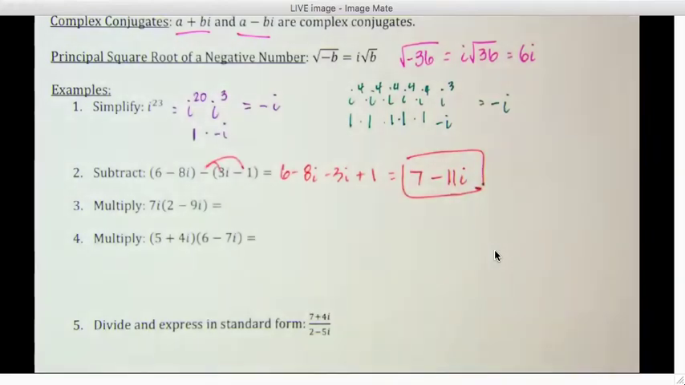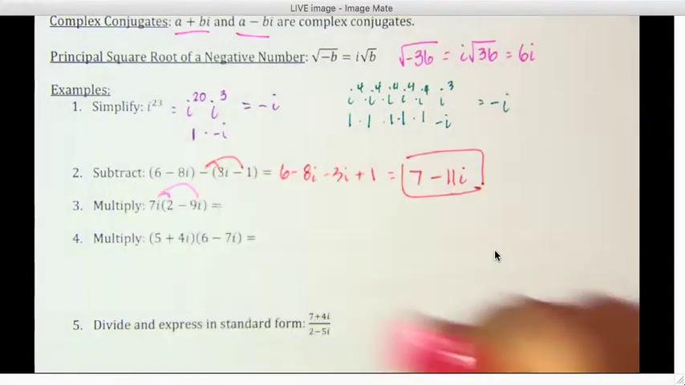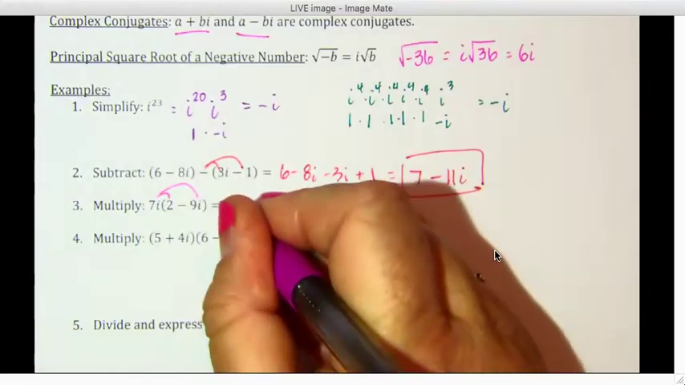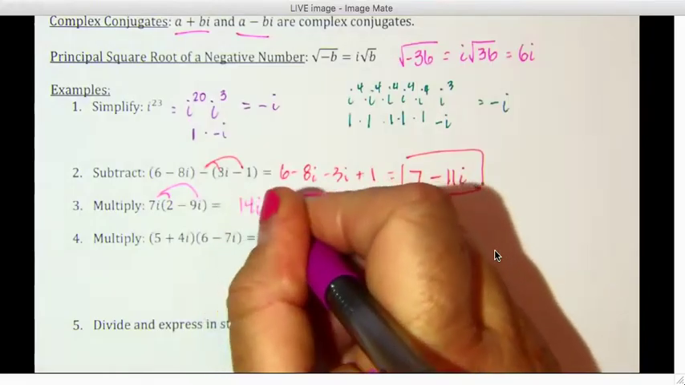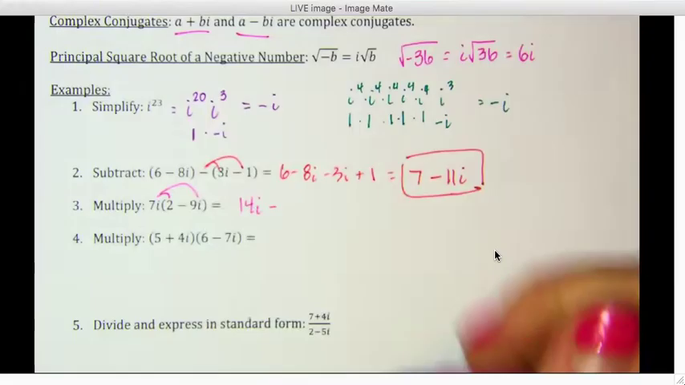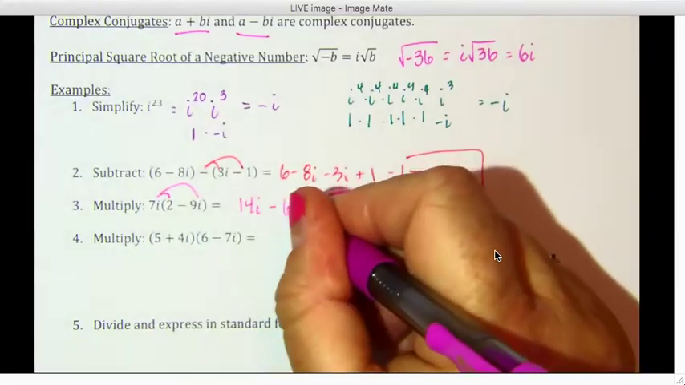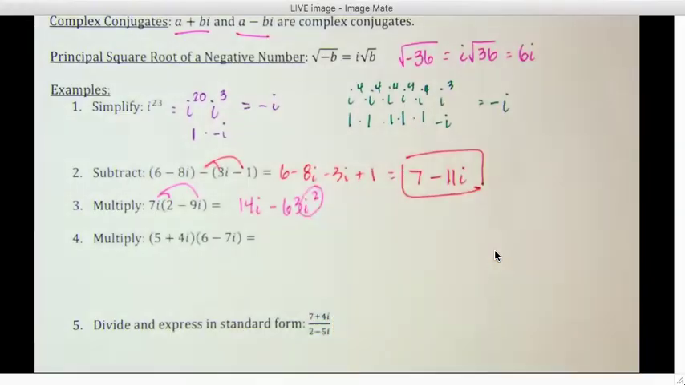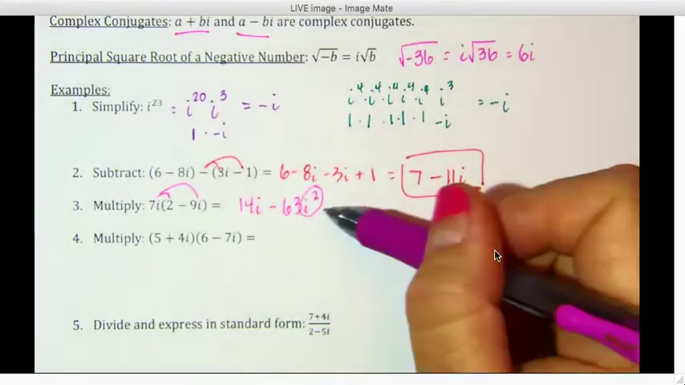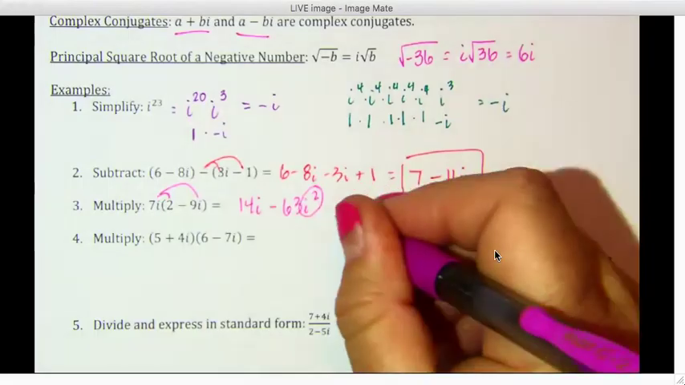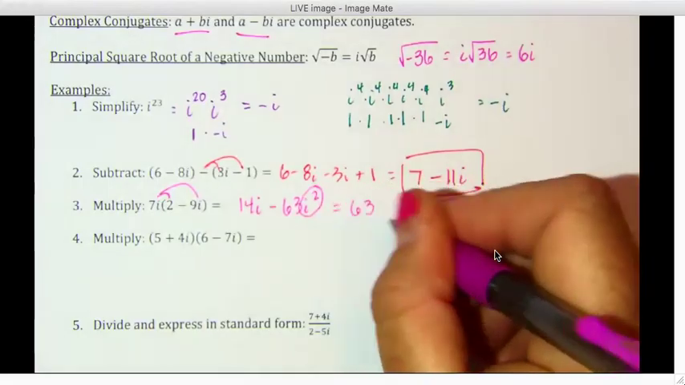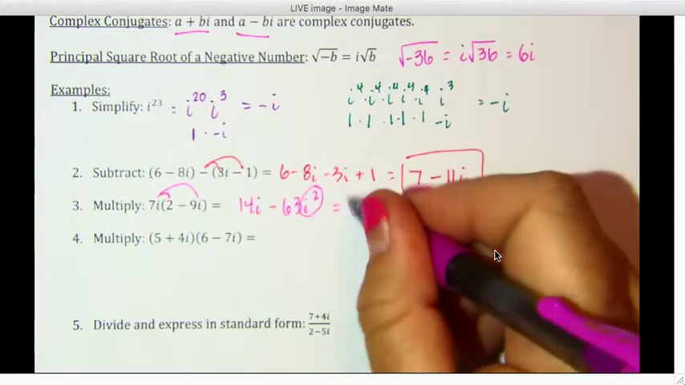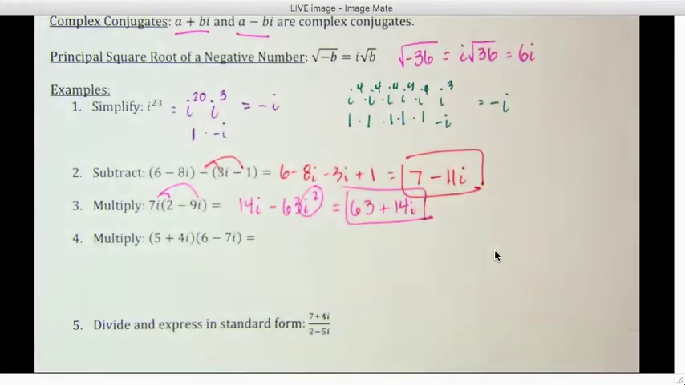The next one, when we're multiplying here, I can distribute this 7i onto both of these terms. 7i times 2 gives me 14i, minus 7i times 9i gives me 63i squared. Well, we know what i squared is equal to. That's equal to negative 1. So negative 1 times negative 63 gives me positive 63 plus 14i, real part, imaginary part, and that would be my answer.